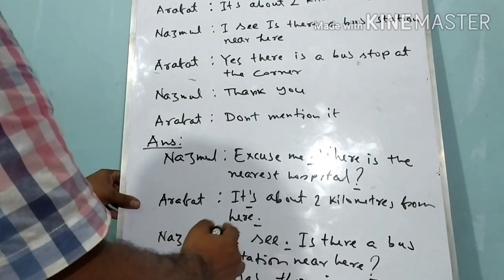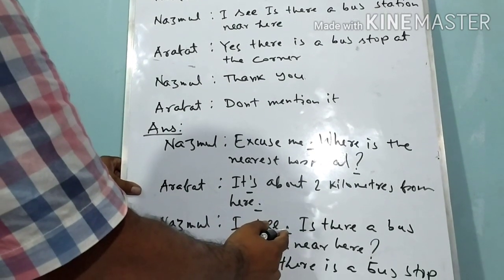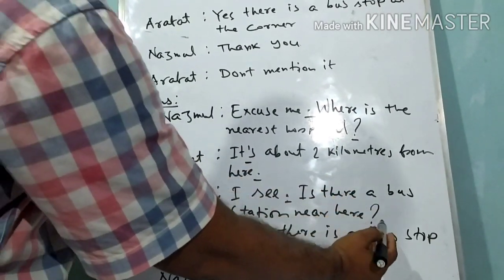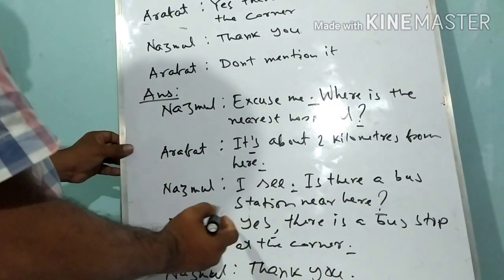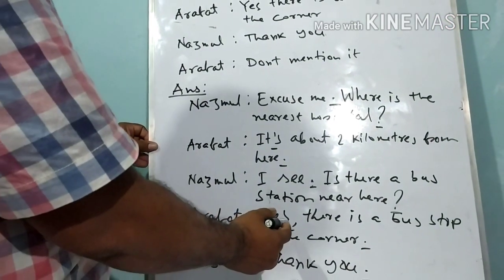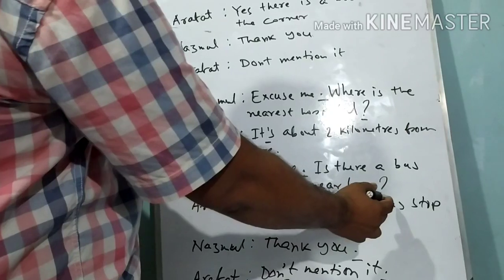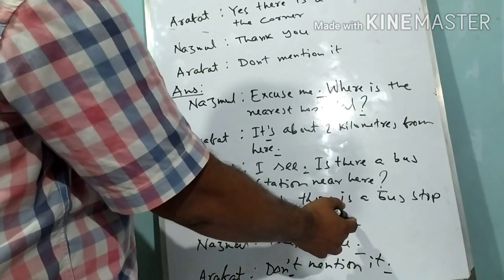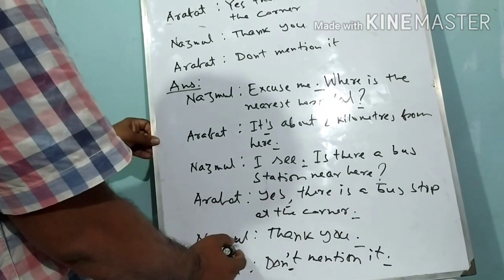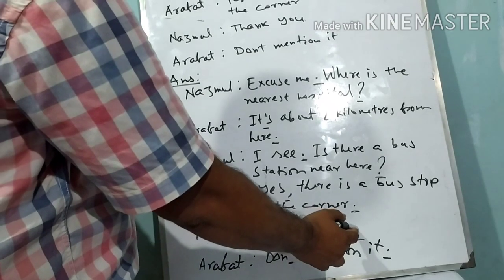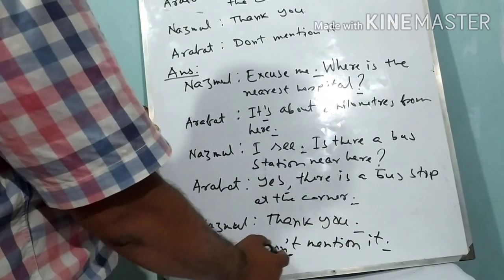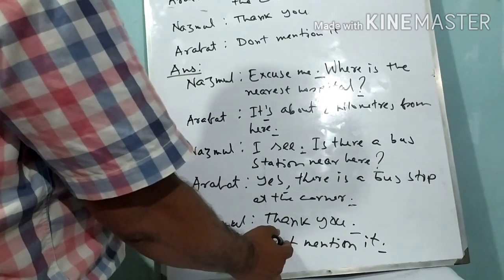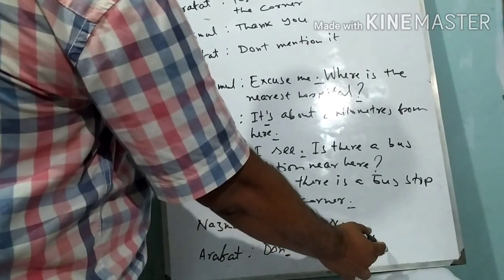Nazmul, "I see," it's a different sentence, so you have to use full stop here. "Is there a bus station near here?" It's a question, so you have to use question mark here, then underline. And Arafat, "Yes," there will be comma, "there is a bus stop at the corner," and there will be full stop because the sentence is finished, then underline. Nazmul, "Thank you," it's a sentence, so you have to use full stop, then underline. Arafat, "Don't mention it." Here will be use of contraction, and apostrophe. Mention it, then full stop, then underline.